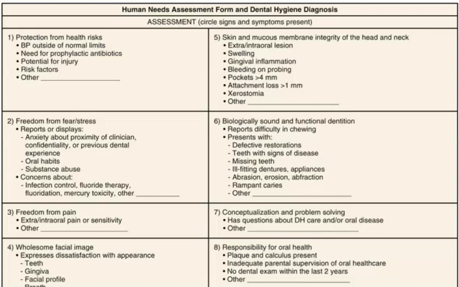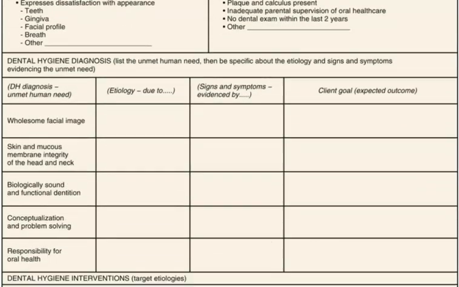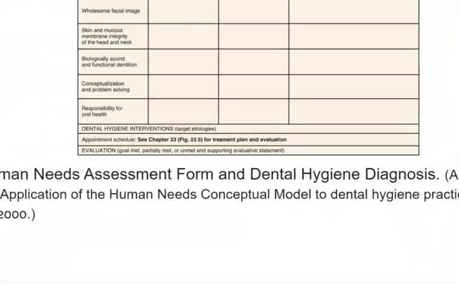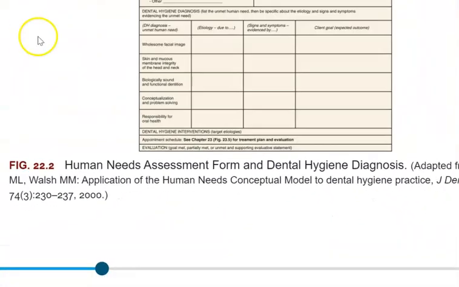All right, let's talk about human needs assessment. Now, there are 8 human needs assessments we look at when we're making a dental hygiene diagnosis, and you can see them listed right here. This is from the Darby and Walsh textbook, and I can show you, make it smaller. It's from figure 22.2 on the 5th edition of the Darby and Walsh textbook.